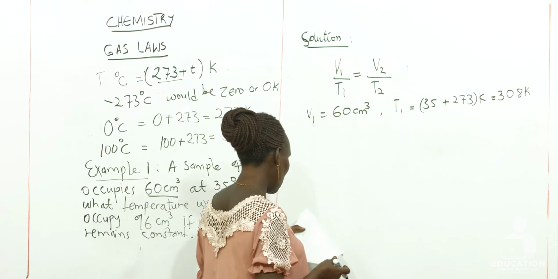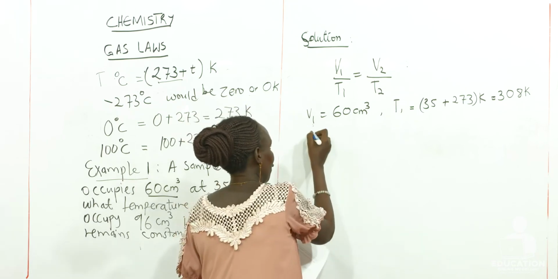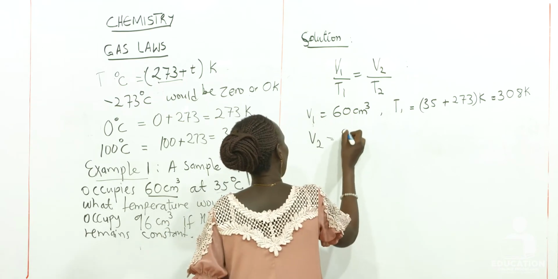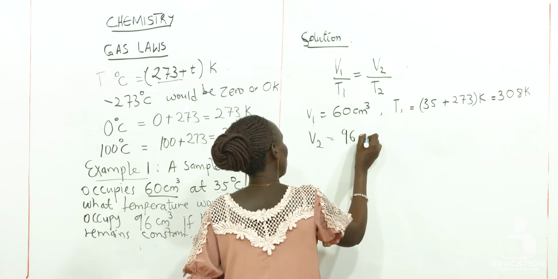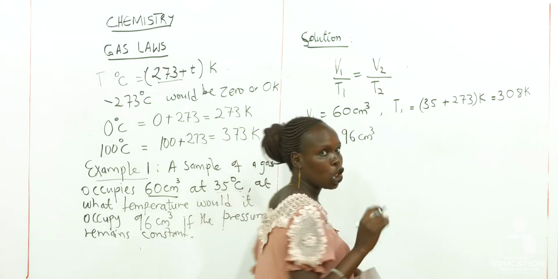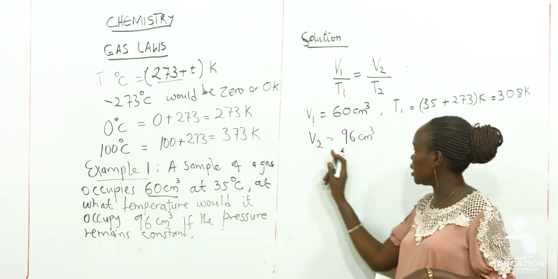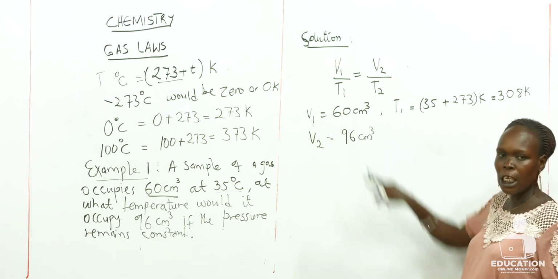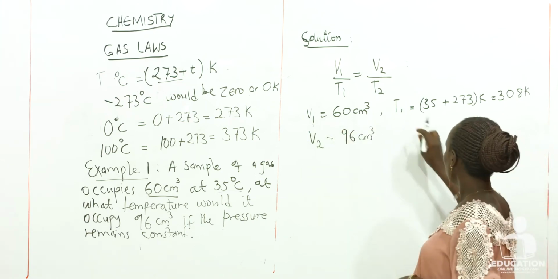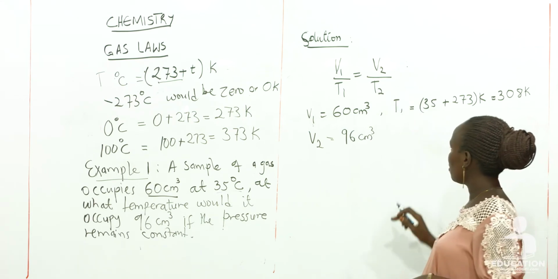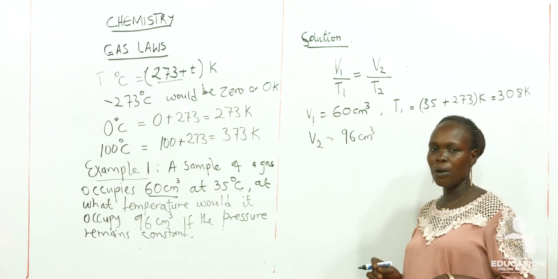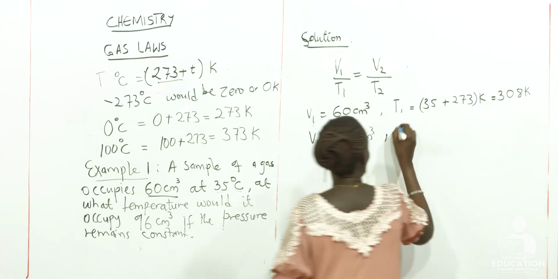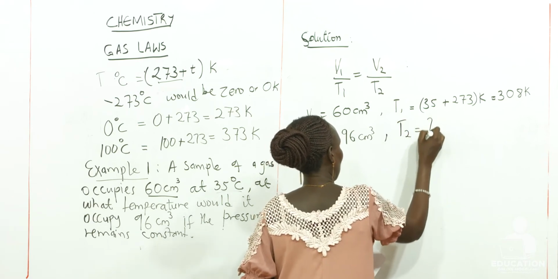Because temperature was in Celsius, we also need to remember that volume 2 is given, which is 96 centimeter cube. So 96 centimeter cube is the final volume. The original volume is 60 centimeter cube, and temperature 1 is the original temperature. What is required is the final temperature. So here T2 is unknown.